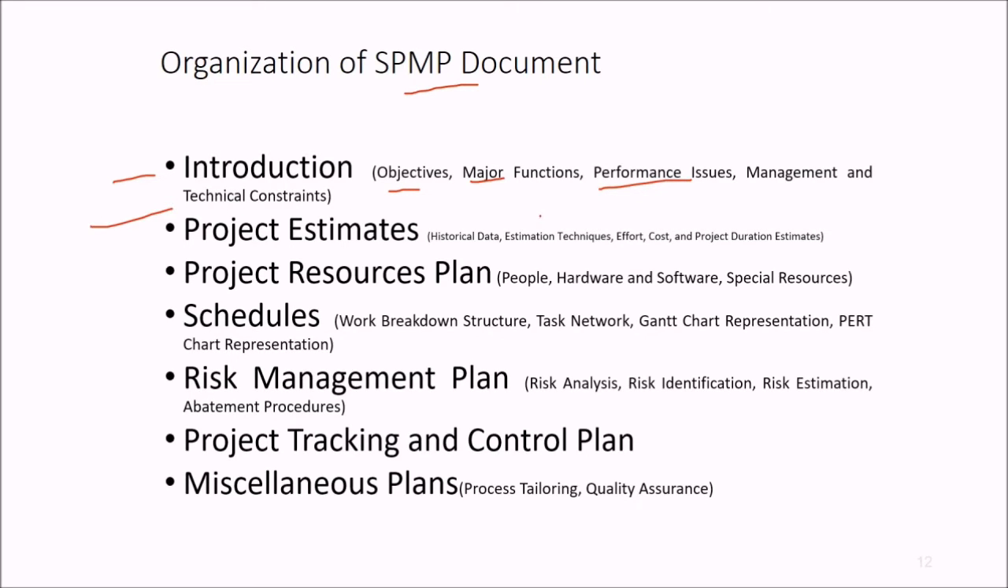Then the project estimates, which involve the historical data, the estimation technique being followed, the effort and cost, and the project duration estimate. Then the project resource plan. This is about people, hardware and software, and any other special resource which the project is demanding.